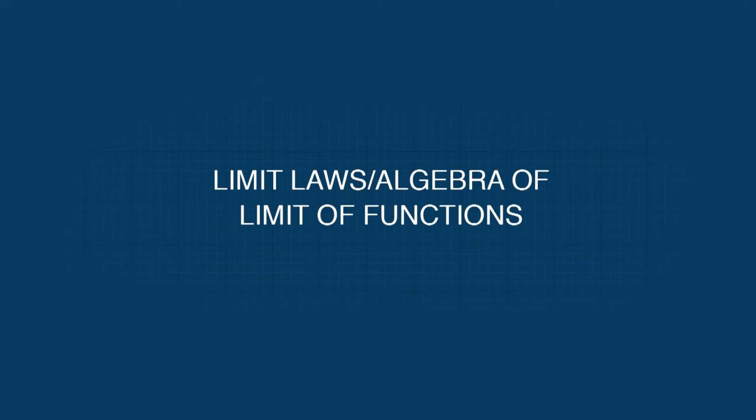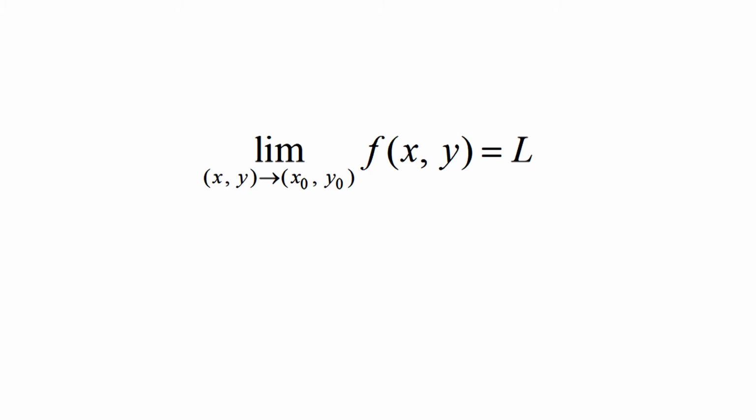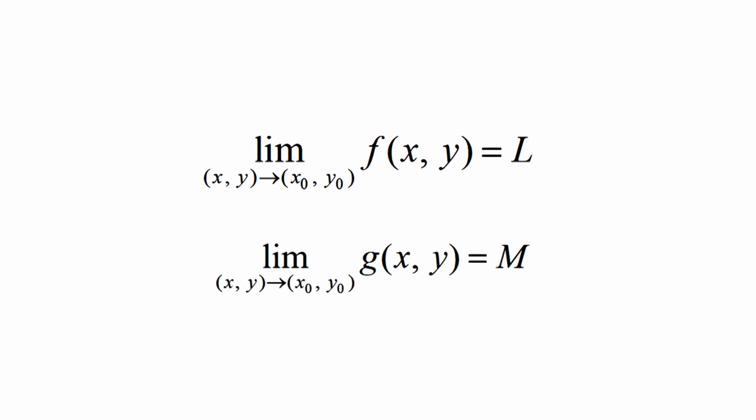Limit laws, or algebra of limit of functions. We now list some algebraic properties of limit of functions of two variables. They are basic laws of limit of functions. They are very similar to, and the natural generalization of, those in the case of functions of one variable. If the limit as (x, y) approaches (x₀, y₀) of f(x, y) is equal to L and the limit as (x, y) approaches (x₀, y₀) of g(x, y) is equal to m, where L and m are real numbers, then the following results hold.